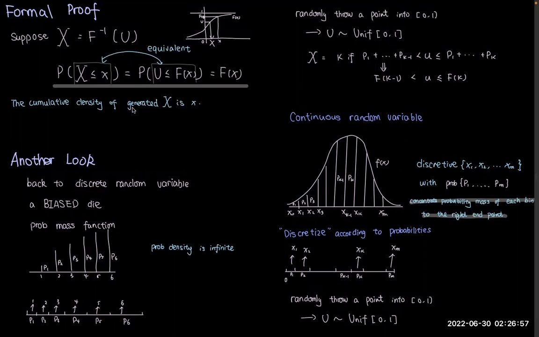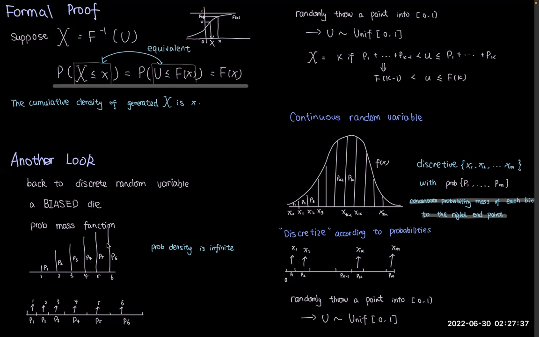So we can repeat the code so that we generate a sequence of independent and identically distributed random variables following the pre-specified density function. And we can also take another look at this method from the perspective of discrete random variables and the discretization of continuous random variables. So let's go back to the discrete random variable. Suppose we want to generate a biased die with a probability mass function. So P of 1 is p1, P of 2 is p2.